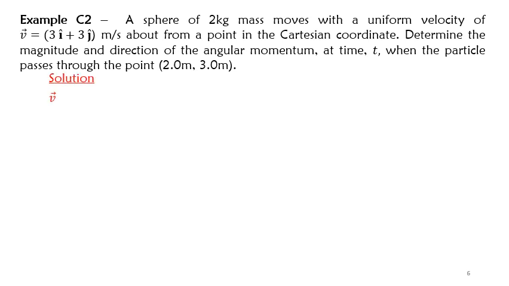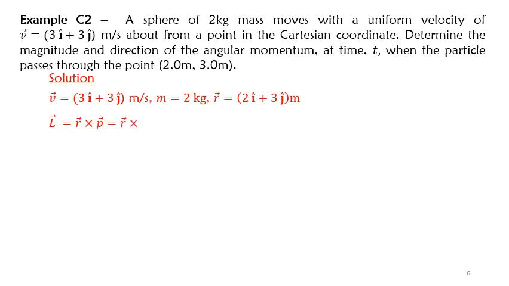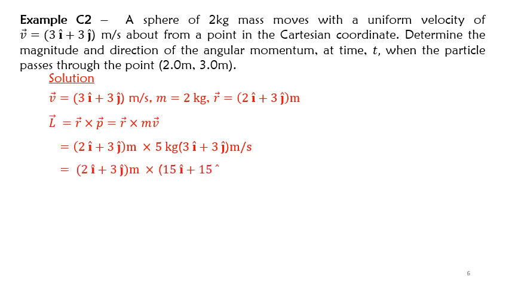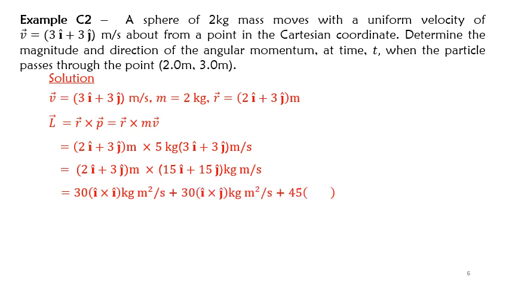Solution again. You have the V is provided, the M 2 kg, and also the R. So you have your L, substitute the values of your R, of your M, and your V. So you solve it, 15I plus 15J kilogram meter per second, then 30I plus I, that's 2 times 15, 30I plus J, 3 times 15, 45J plus I, then 3 times 15, 45J plus J. And again, I plus I is 0, J plus J is 0.